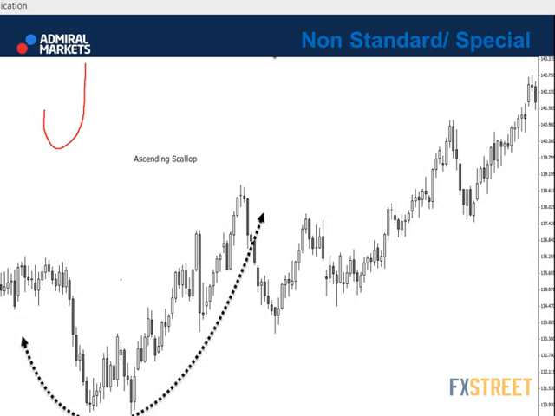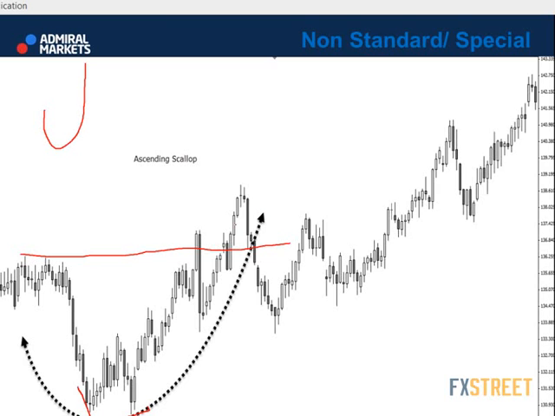And the thing is, we should find two peaks. Basically, we should have a rounded valley. This is a rounded valley, look. And when this high was broken, this was an ascending scallop. Now, the obvious question would be how you trade an ascending scallop. I don't trade the ascending scallop. This is the sign for me that the market will go to the upside.